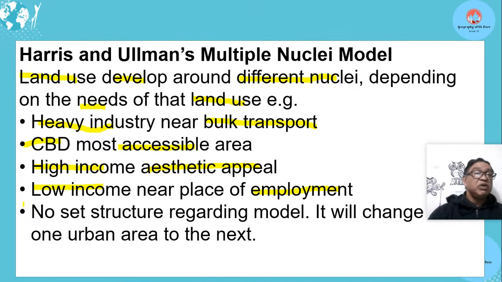All right. So there was no set structure regarding this model. It will change from one urban area to the next. Basically, there were no real criticisms for this model because it could be adapted to different cities with different nuclei. Okay, that was that model.